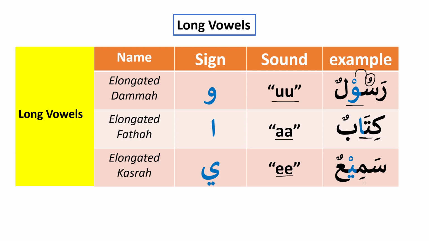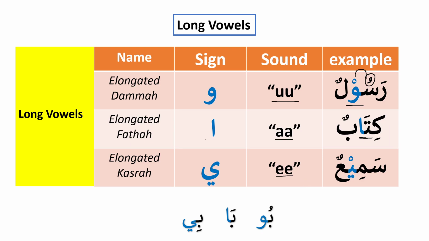And please remember that when we prolong the sound, the meaning will definitely change. Sami'a means he heard, and Sami'un means who will hear or who hears continuously. Similarly, Kataba, he wrote, but Kitabun means a book, and Rusulun means messengers, and Rasulun means only one messenger. So you can see over here the meanings will change. So that's why we need to focus a lot on these short vowels and long vowels.